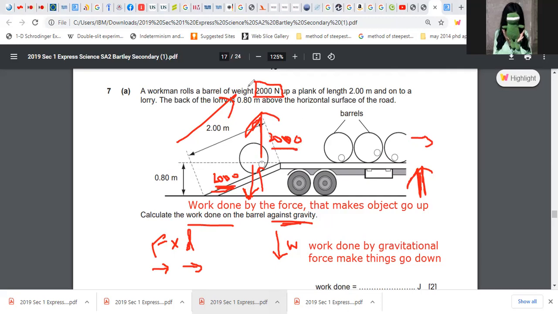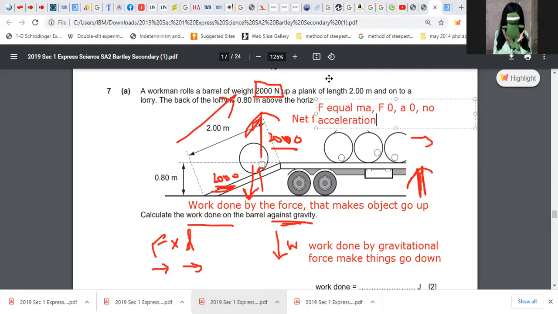Have you learned net force or not? Net force means sum of forces. What's the sum of forces, upward and downward? 2,000 minus 2,000, then it's zero. That means it's not moving, no acceleration. Why no acceleration? Because net force is zero, F equals MA. If F is zero, then A is zero, no acceleration.